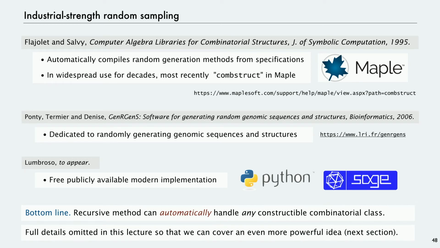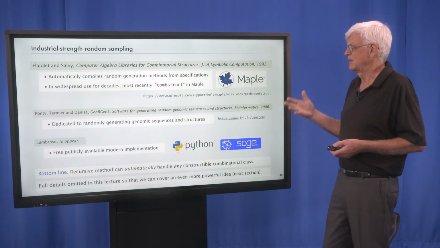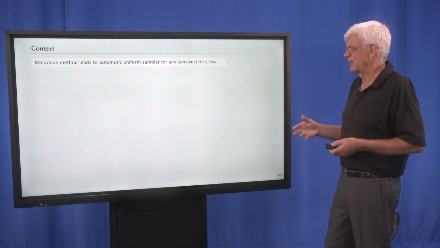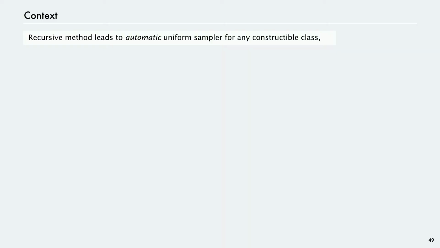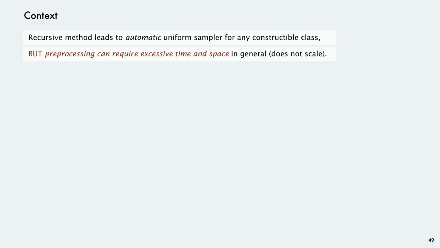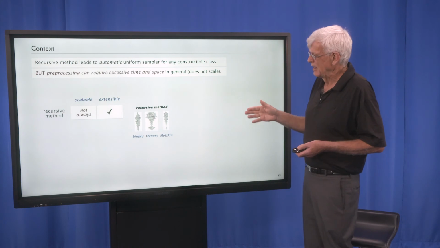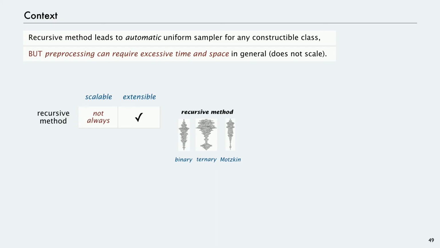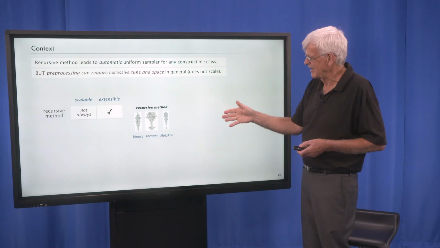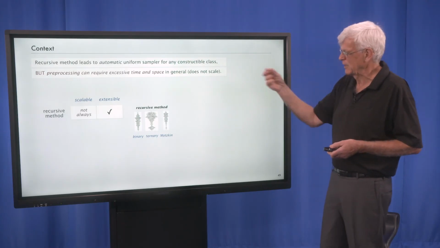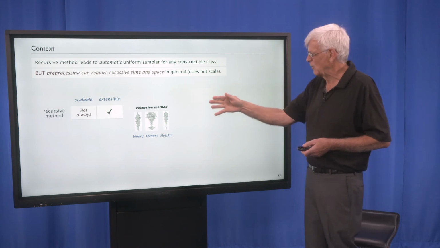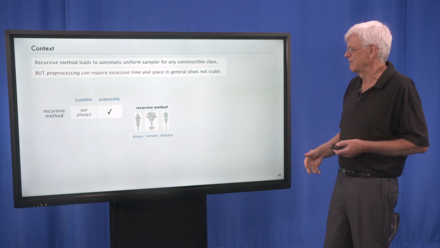Now, we're not going to go into full details of these implementations because there's an even more powerful idea that we want to consider in the next section. So here's the context. With the recursive method, we get an automatic uniform sampler for any constructible class, but the pre-processing can be excessive in both time and space in general. It doesn't really scale. So with the recursive method, we have extensible: we can do any combinatorial class, but it's not always scalable. The trees we get are relatively small.